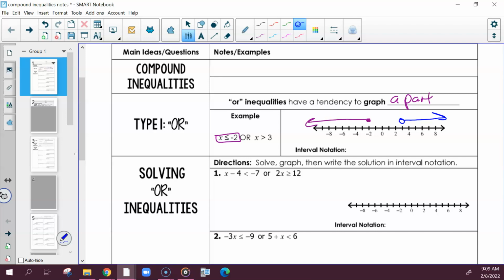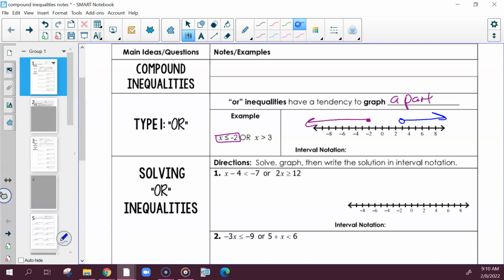So when you have or inequalities, they look like they're going away from each other. Now this is a little different on the Khan Academy, so later I'll explain what exactly that is doing.